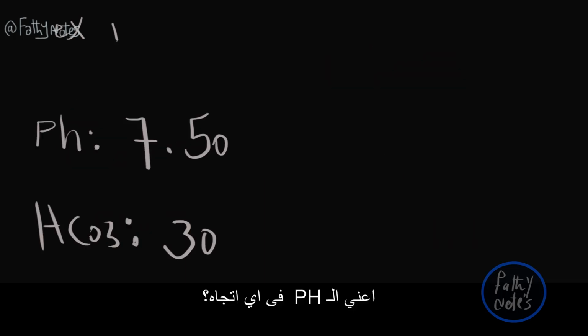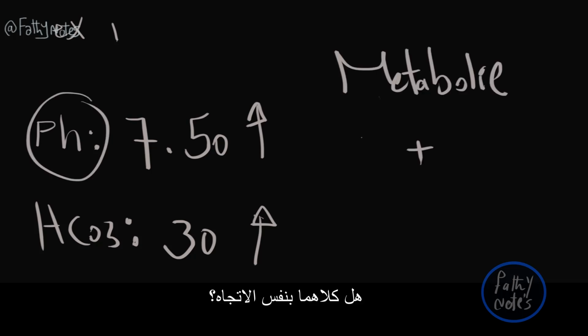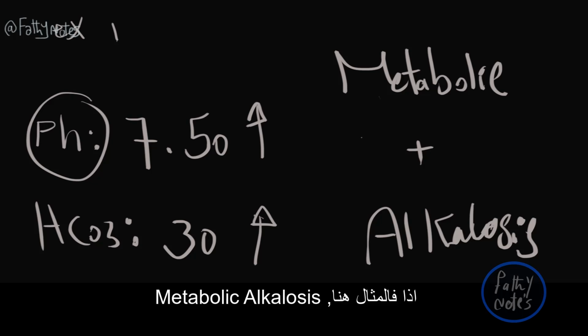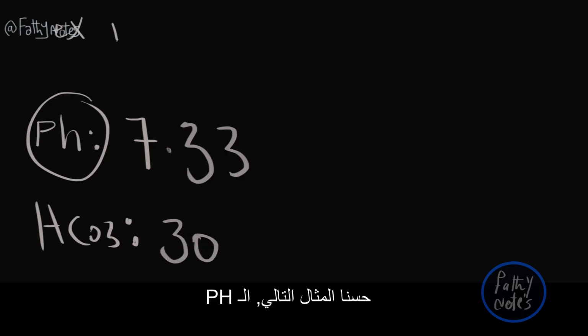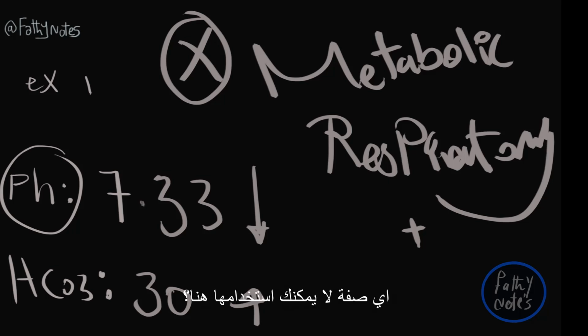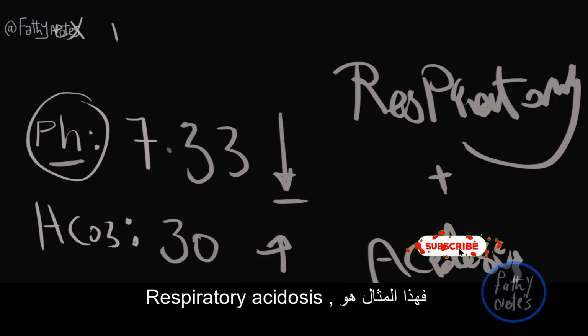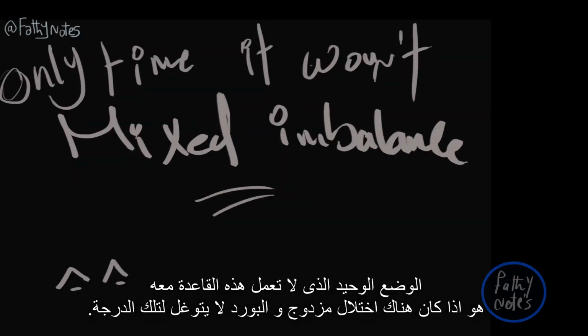Okay, look at letter B. The pH is in what direction? Up. Bicarb, up. Are they both in the same direction? Yes. So what adjective must you use? Metabolic. So this is metabolic alkalosis. Is everybody with me? Okay, the next one. pH is down, bicarb is up. Are they both in the same direction? No. So what adjective can you not use? Metabolic. So you have to use respiratory. So this would be respiratory acidosis. Now the only time this doesn't work is when there's a mixed acid-base disorder, and boards doesn't go there.